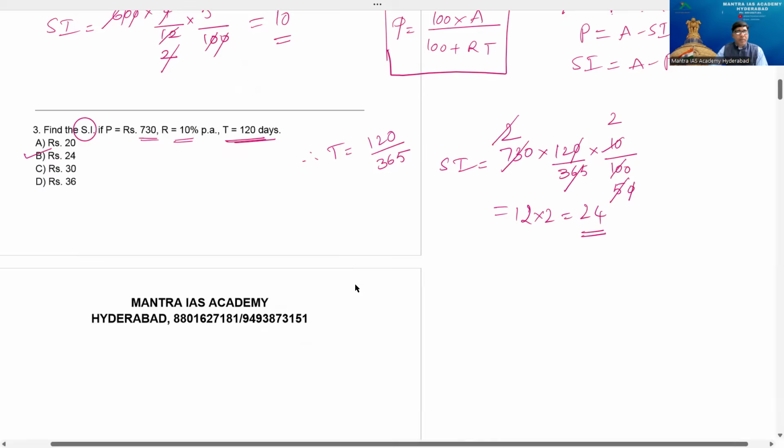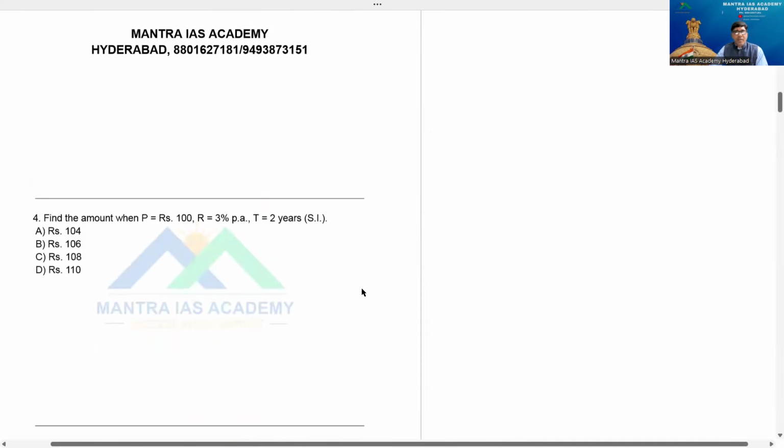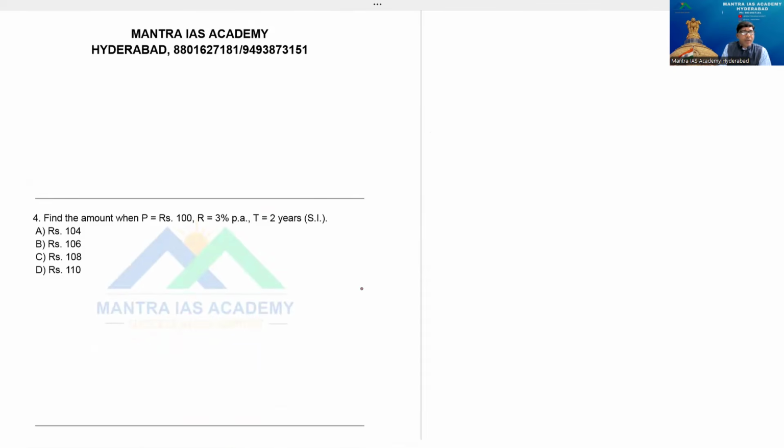Then go to problem number 4. Find the amount. He is directly asking for the A value, where principal is equal to 100, rate is 3%, and time is 2 years. The concept is simple interest. If you consider compound interest, the answer will be different. But if time is 1 year, no problem: you can do it with simple interest and get the same answer. Therefore, compound interest varies, and the problem comes when time exceeds 1 year.